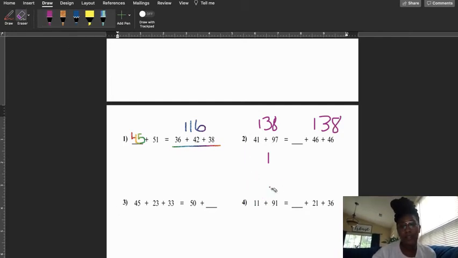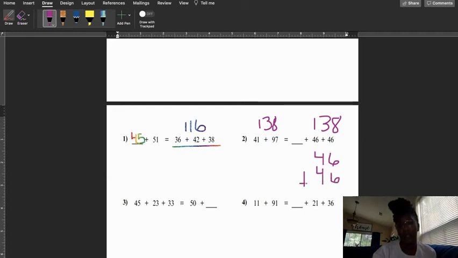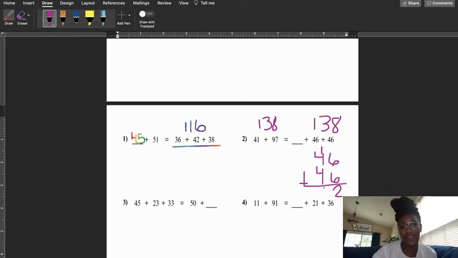All right, so let's see if we can figure out what our missing add-in is. So 46 and 46. Six and 6 make 12. 4 and 4 make 8, plus 1, it makes 9. So I'm at 92, and I got to get to what number? I hope you said 138.